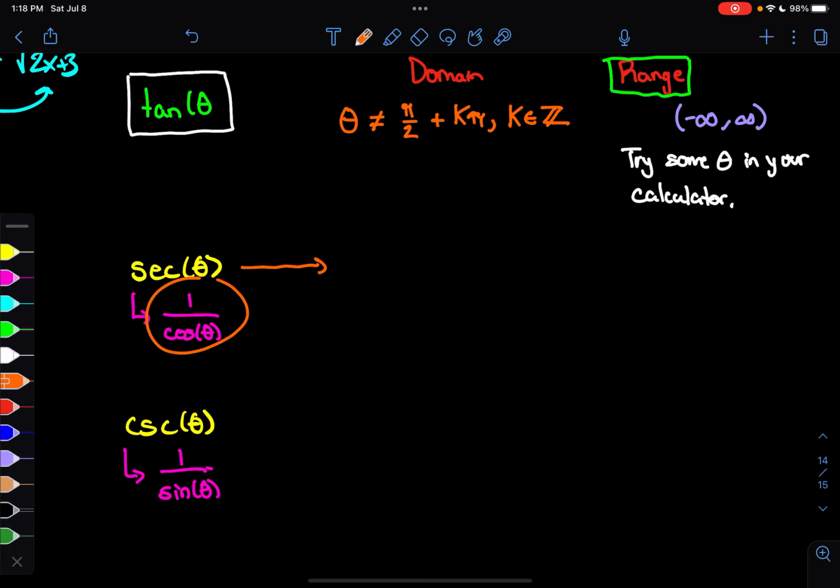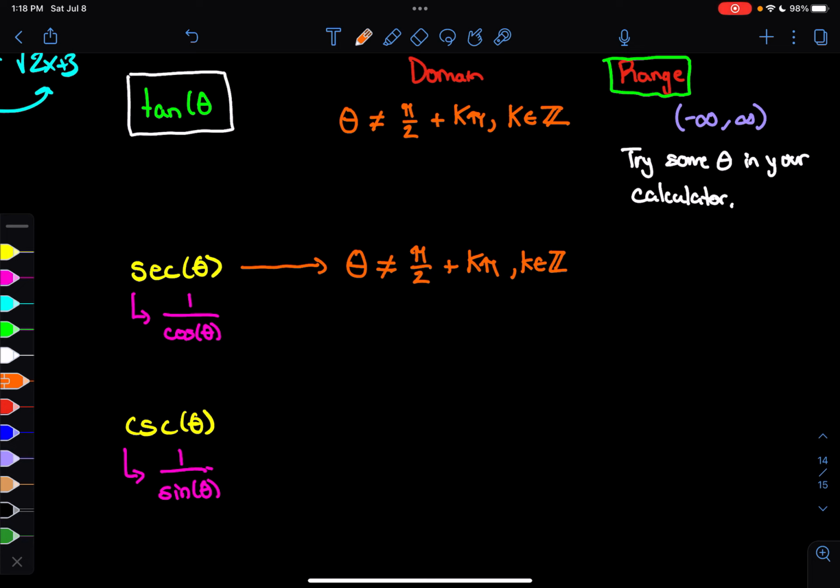Right, when is this going to have problems? It's going to have problems when the denominator is equal to 0, aka when cosine of theta equals 0, but we know that. We said cosine of theta is equal to 0 at pi over 2 and any integer multiple of pi, right? So where k is an integer. And what are the possible output values? Well, we did that too, right? Well, kind of. Right? Can we get anything?